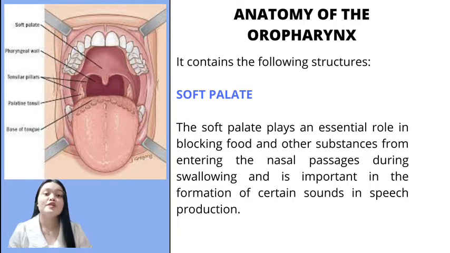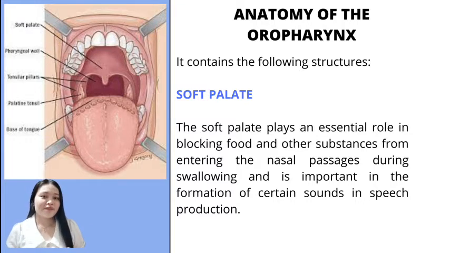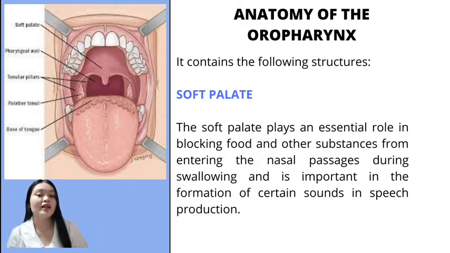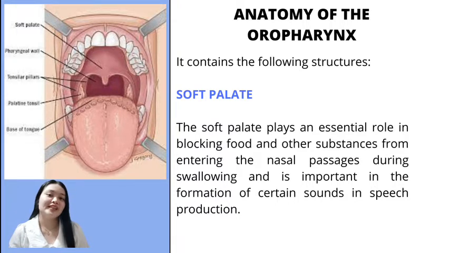First is the soft palate. The soft palate plays an essential role in blocking food and other substances from entering the nasal passages during swallowing, and is the most important in the formation of certain sounds and speech production. As you can see in the photo in the upper section, cleft lip and cleft palate are the common congenital abnormalities in this section.